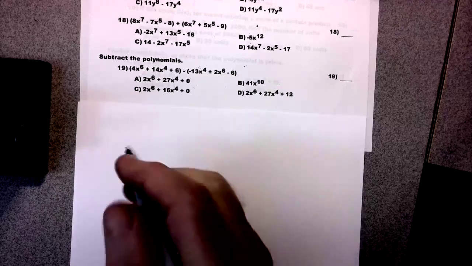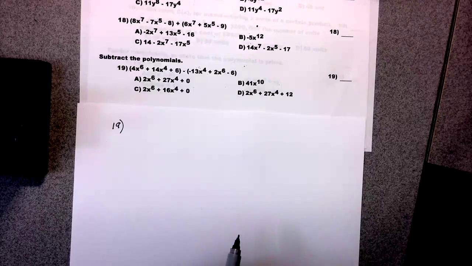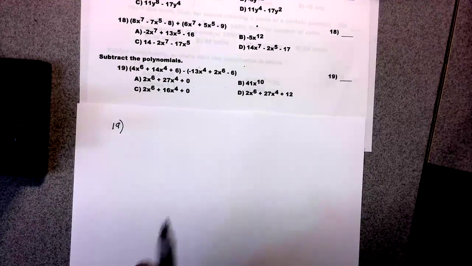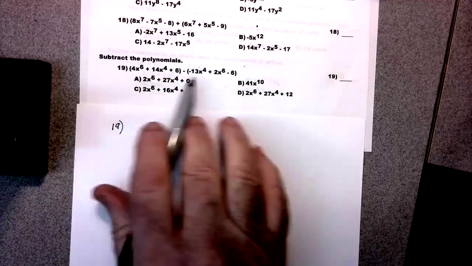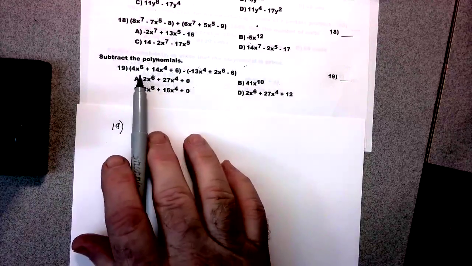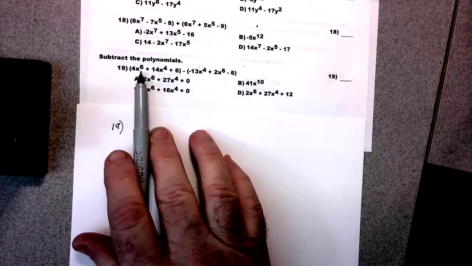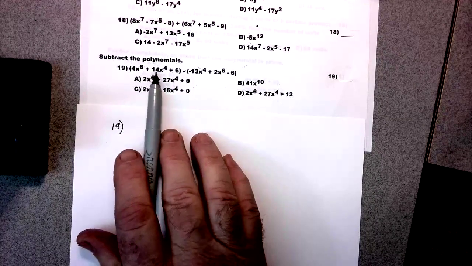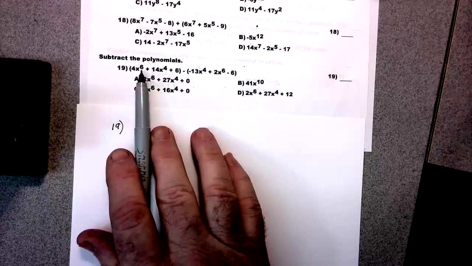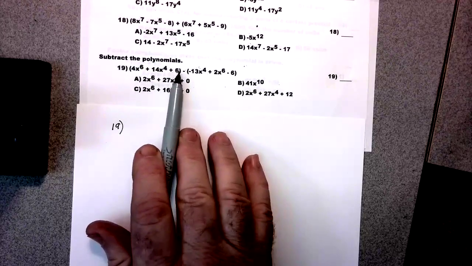Problem 19 in the set of problems to review for the final exam. And this one says to subtract the two polynomials. If you examine the first one, you'll notice that it's a 6th degree trinomial, and it is in the correct standard form, meaning the largest exponents first, and then the next largest, and then the constant term.